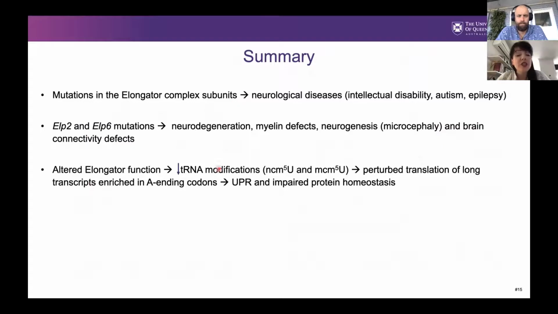That these mutations lead to neurodegeneration, myelin defects, microcephaly, and brain connectivity defects in mice. Likely the same defects can account for the severe clinical phenotype in the patients. And that altered elongator function leads to reduced tRNA modifications, perturbing translation of long transcripts that are codon biased, so they're enriched in A-ending codons, triggering UPR and leading to impaired protein homeostasis.